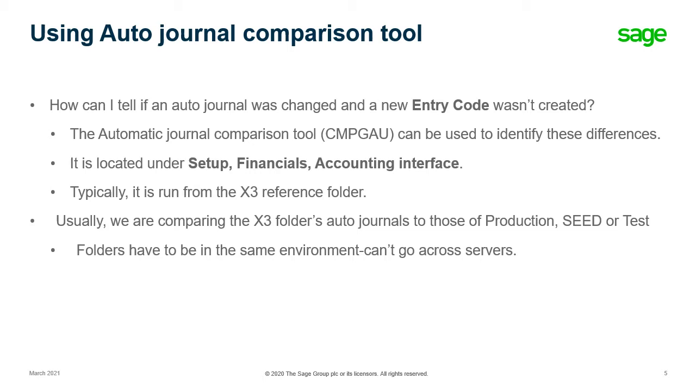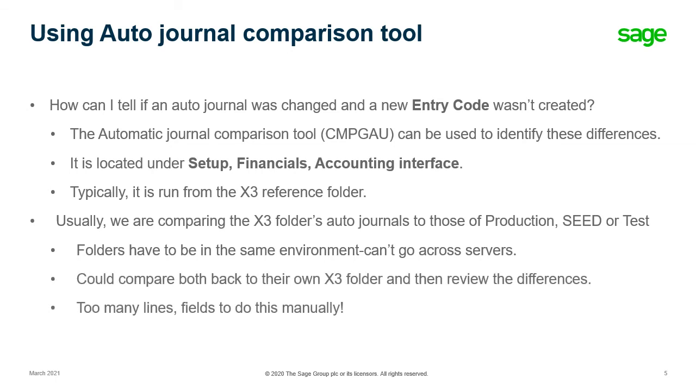Folders have to be in the same environment when you do the comparison. We can't go across servers. Now, what we can do is compare both back to their own X3 folder and then review the differences. So if it's a difference on one X3 folder, it'll be a difference on another X3 folder. And don't do this manually. There are just too many lines, too many fields to do this manually.